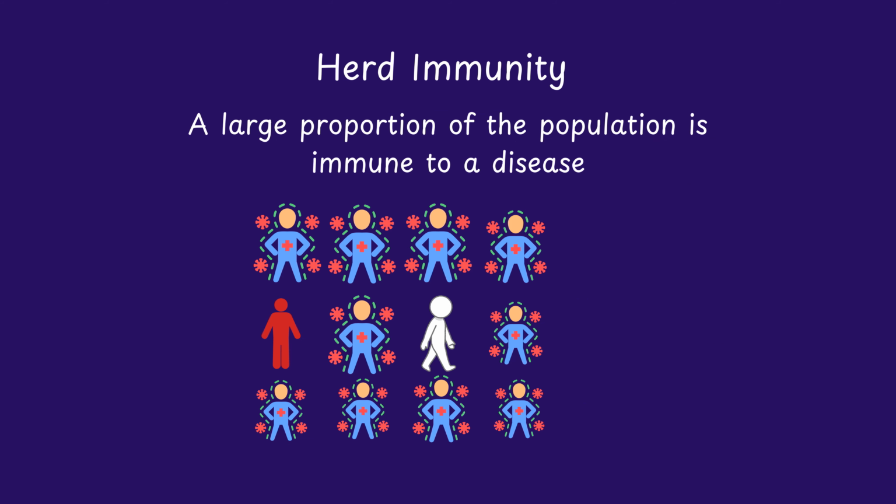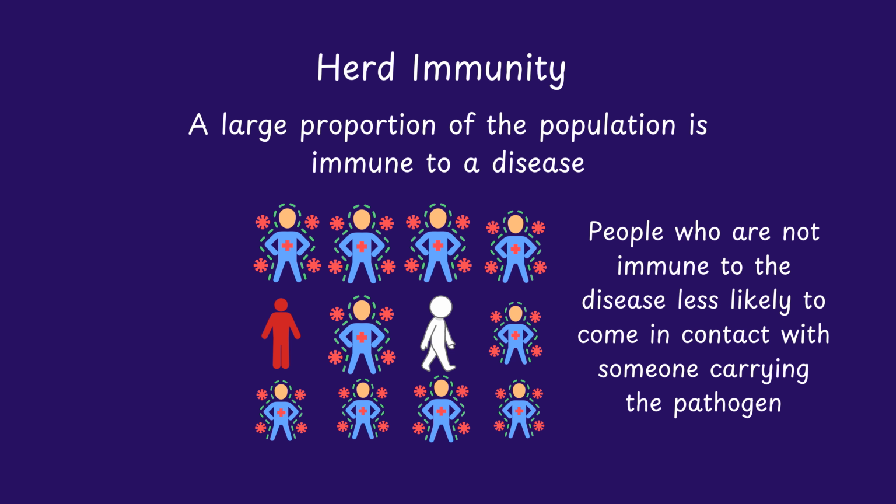Let us now look at the final concept, herd immunity. Herd immunity is when a large proportion of the population is immune to a disease. So people who are not immune, for example, this person right here, are less likely to come in contact with someone carrying the pathogen, right? So this is the person carrying the pathogen. This individual is less likely to come in contact with this person because the majority of the people in the population, they are immune to the disease.